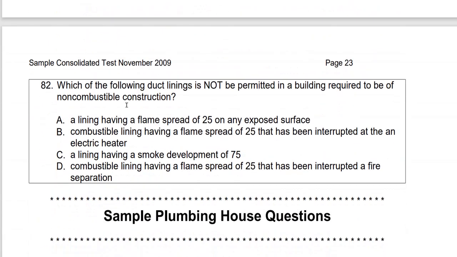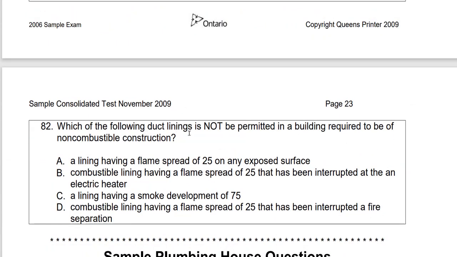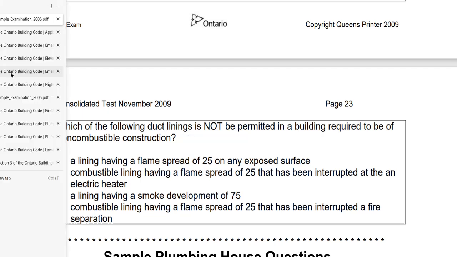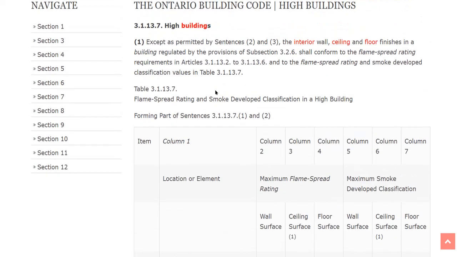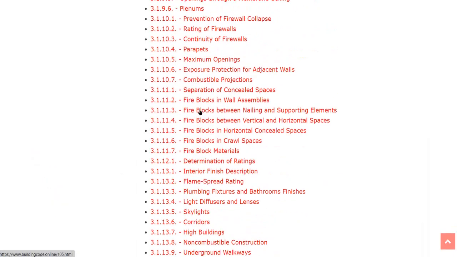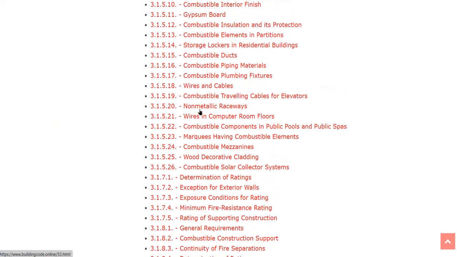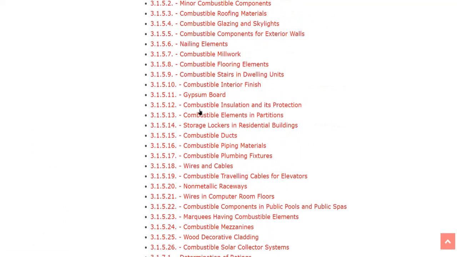Now, which of the following duct linings is not permitted in a building required to be of noncombustible construction? In order for us to get there, we're just going to hop right into this section here. Whoa, I think I just missed something here. Let's just go into 3 point.